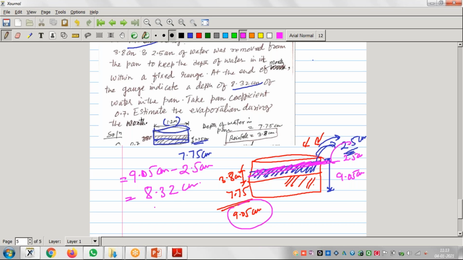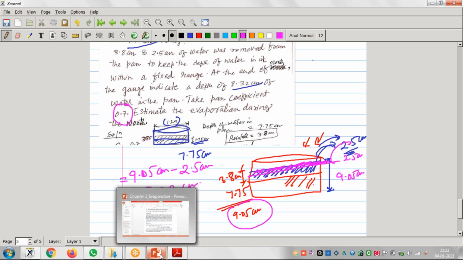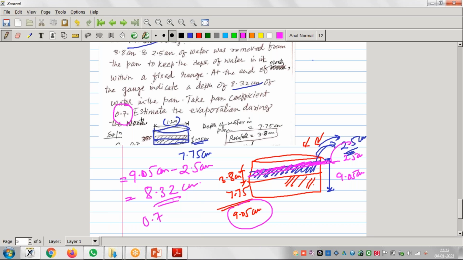8.32 centimeter will be the answer. That is remaining one. Now what he's saying, the pan coefficient is 0.7. This pan coefficient is generally denoted by CP. We have seen it already in our presentation. I will show you after this numerical.